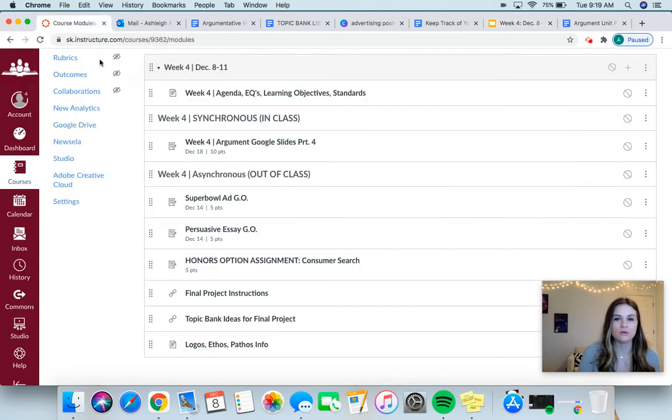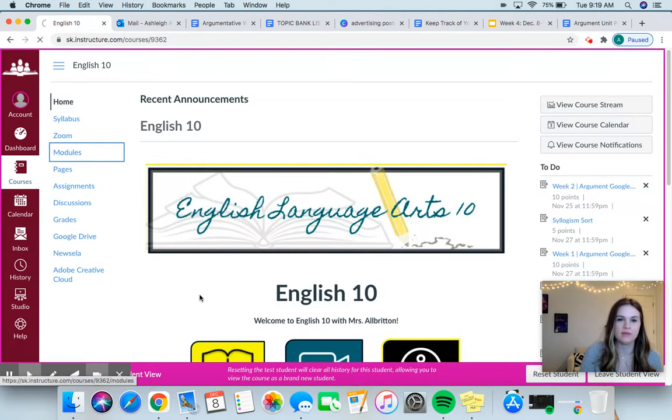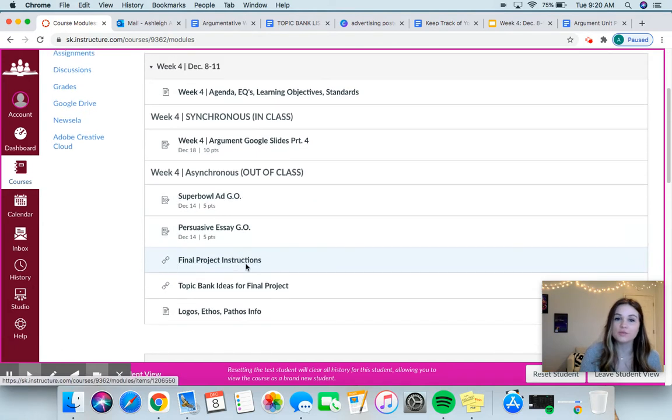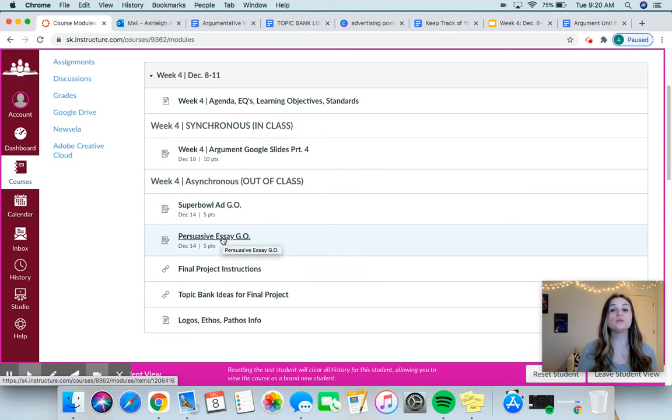So let's go to, all right, so in Canvas, going to our modules and we see week 4. It looks really long, but let me explain. So we have our agenda, EQs, learning objectives, all of that as normal up at the top. Our argument slides are right here under synchronous. And then under asynchronous, we have several things. We have a Super Bowl ad graphic organizer, and a persuasive essay. So because you are only doing one for your project, you only need to do one graphic organizer, and it needs to match the one you're doing.